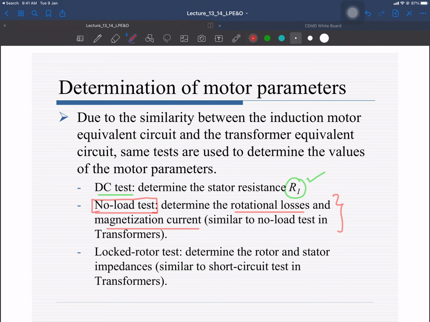And the third test that is performed is the locked rotor test. It determines the stator and rotor impedances. That is, R1 plus jX1 can be determined, and the second one is the same for the rotor, R2 plus jX2. The rotor parameters can be determined as well. So now let's see how we can apply these tests.